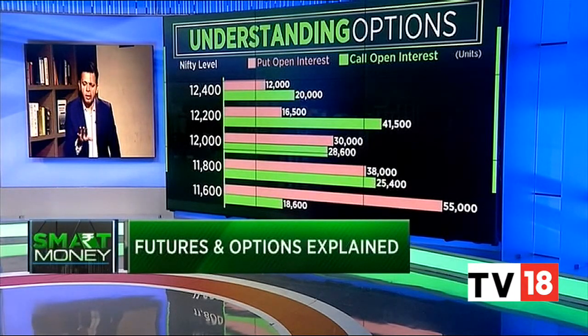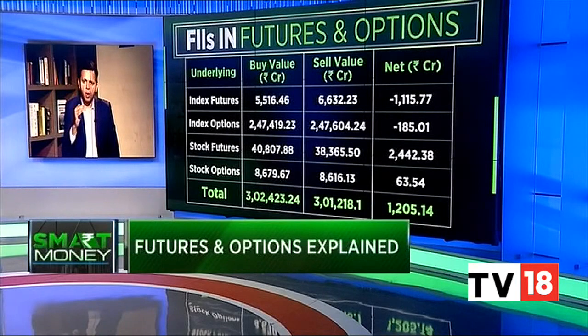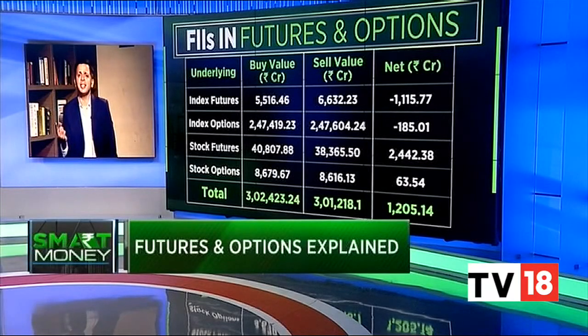Now this is what happened in this week. Monday market corrected substantially, and it bounced back on Tuesday. But in that bounce back, FIIs formed short positions. If you can see on the chart on your screen, around 1100 crores of short formation in index futures, and this is with rise in open interest.